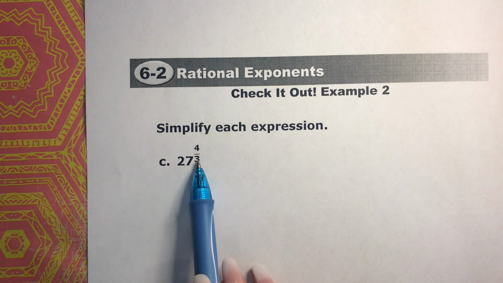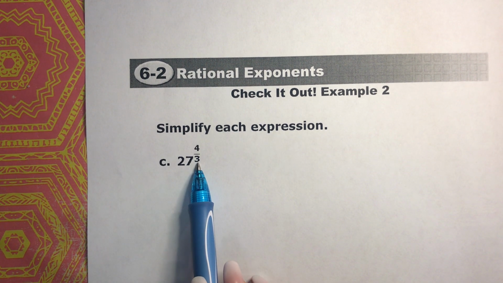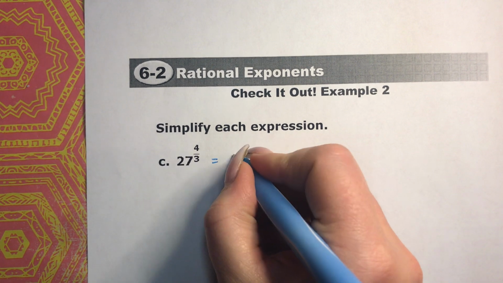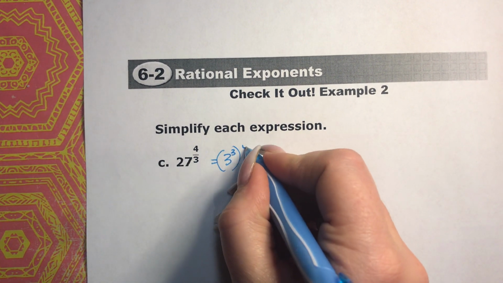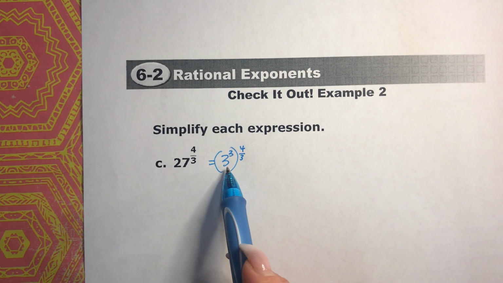Okay, let's see how you did. So what I'm doing is I'm looking at this bottom number in the fraction. I know that it cancels out cube numbers. So I'm going to ask myself, is 27 a cube number? And the answer is yes, 27 is a cube number. 27 is the same thing as 3 cubed, right? So I'm raising that to the 4/3 power. So instead of writing 27, I'm writing 3 cubed because it's the same thing.